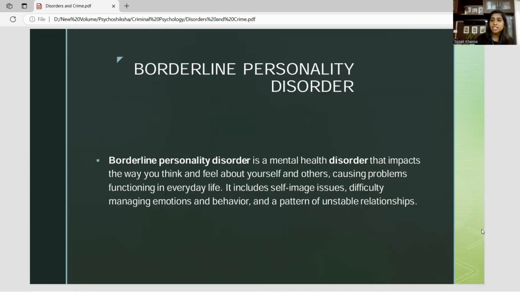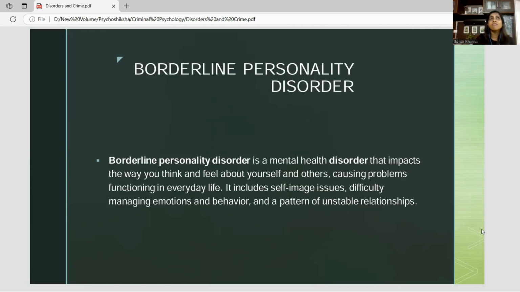Now, the last one here is borderline personality disorder. Borderline personality disorder is a mental health disorder that impacts the way you think and feel about yourself and others, causing problems in everyday functioning. It includes self-image issues, difficulty managing emotions and behavior, and a pattern of unstable relationships. So generally, borderline personality disorder includes a lot of self-harm behavior. Here you're not only harming the other person, but you're also harming yourself.